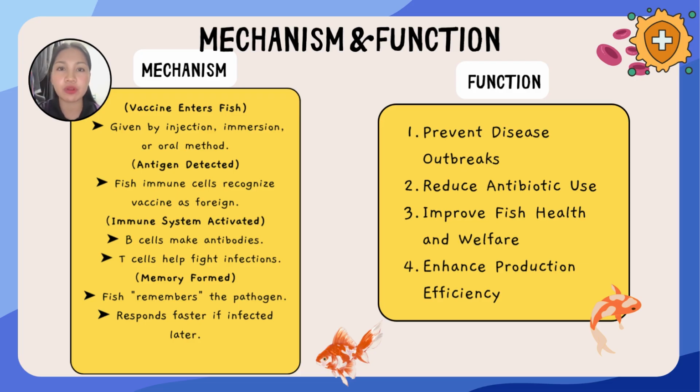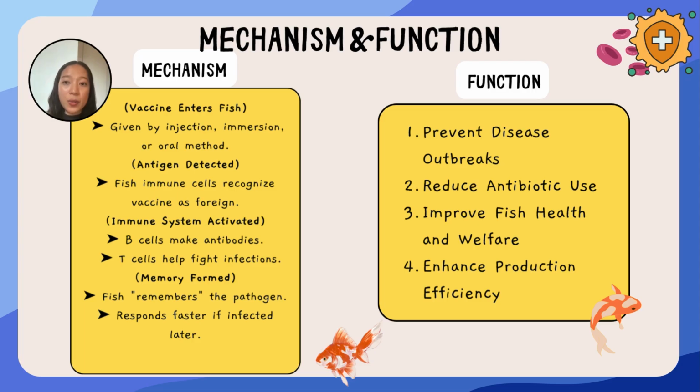After the immune response, the fish develops memory cells. This means if the real pathogen attacks later, the immune system reacts much faster and stronger, often stopping the disease before it can cause harm. So, vaccines in fish help prepare their immune system to fight off infections efficiently, keeping them healthier and improving aquaculture success. Next, the functions of aquaculture vaccines. First, prevent disease outbreaks.